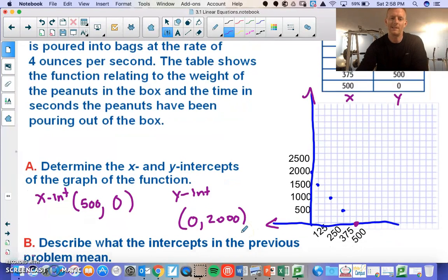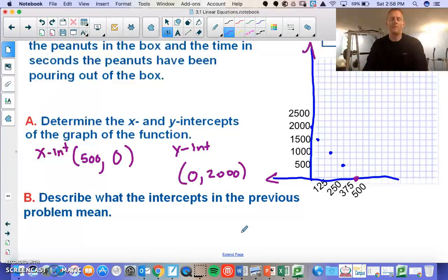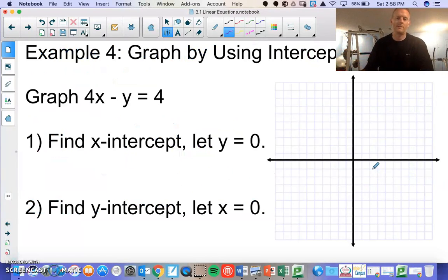So what does that stuff mean? Well, if you think about it, we're talking about a box with peanuts in it, and we're pouring things out. So way up here at this spot where my y-intercept is, that's how many peanuts there are in the box to start before we start pouring it out. So the y-intercept is where we began. The x-intercept is how much time it took for the box to be poured out and become empty. So that's something that we need to look at. So let's check out some more things.